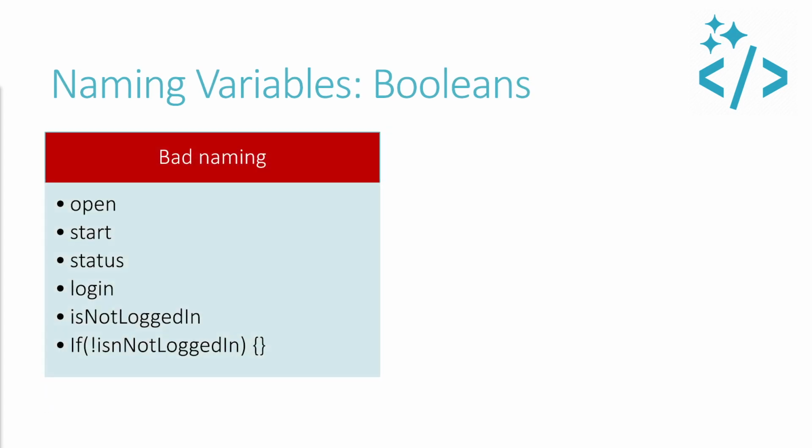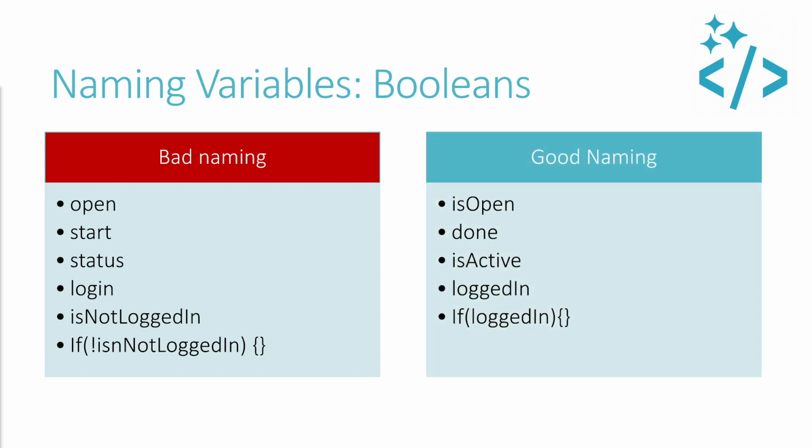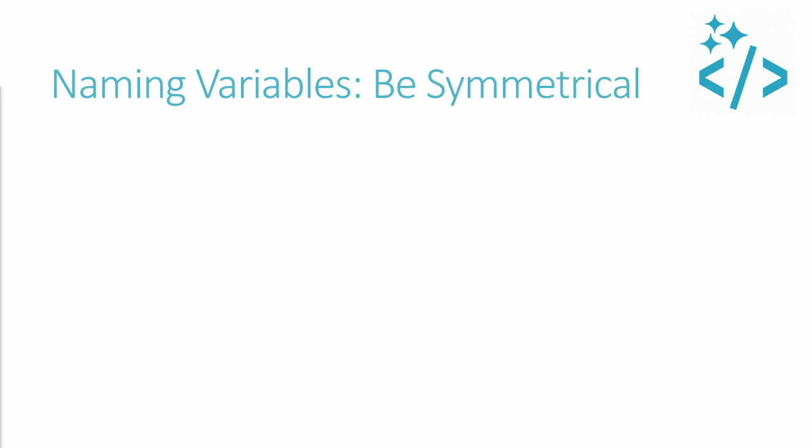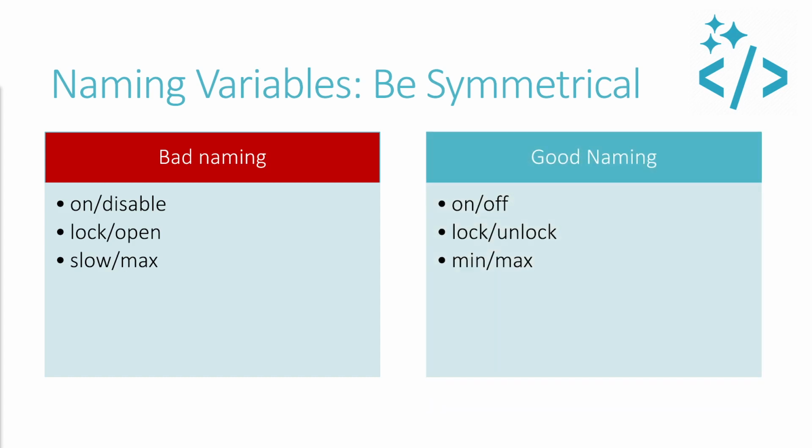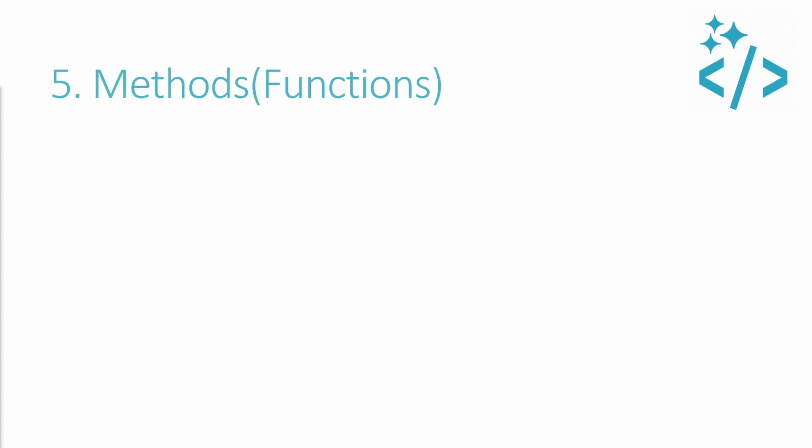Good. Let's see some Boolean names. Some bad names are open, start, status, logging is not. Again, this negative formulation. So we should strive for better names like is open, done, active, logged in. You see the condition checking is much more natural. And also we should be symmetrical. So some bad names are, we have variables which mean the opposite: on, disable, lock, open. We should basically have symmetrical naming: on, off, lock, unlock, min and max, to be very symmetrical.